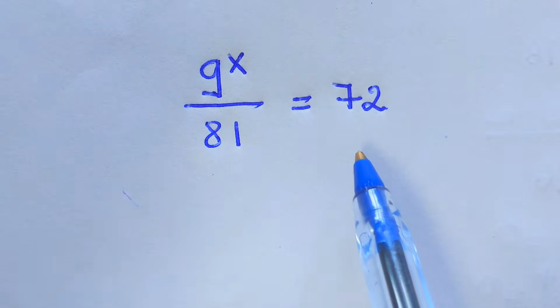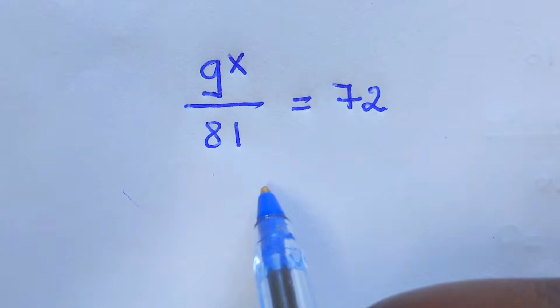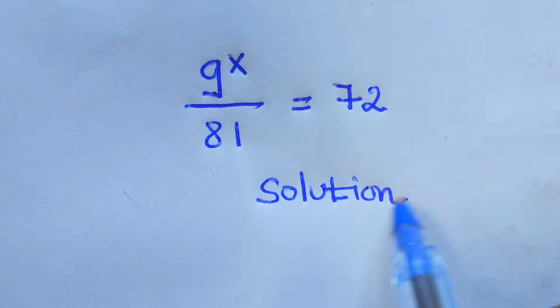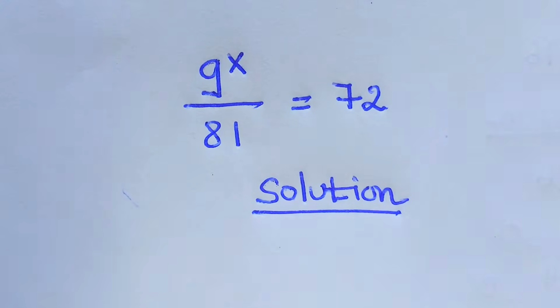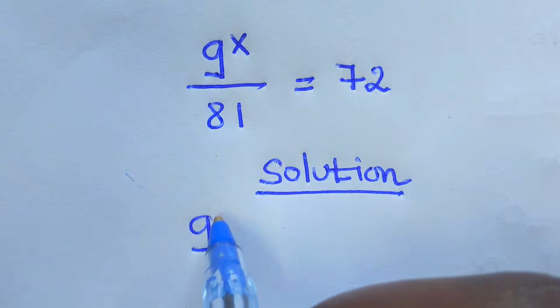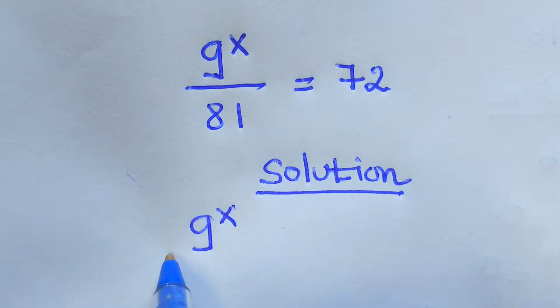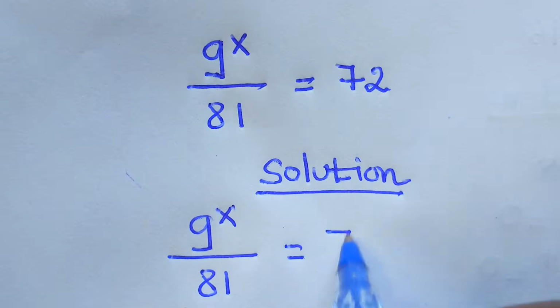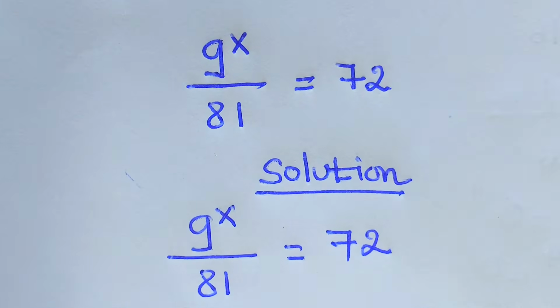Today's video we have a given question: 9 power x over 81 equals 72. Let's provide the solution very quickly, and of course here you have to copy. We have 9 power x over 81, and this is equal to 72.